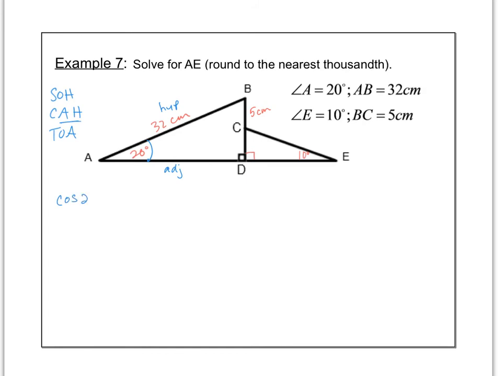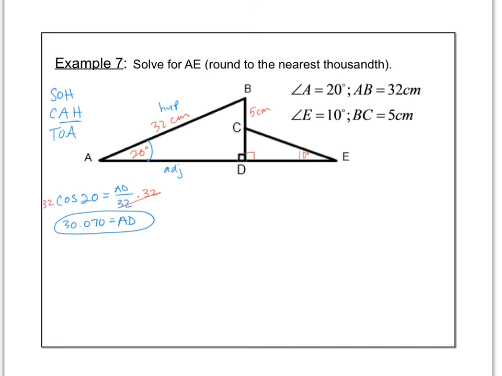So cosine 20 equals adjacent, I'll call it AD, over hypotenuse, which is 32. You could call it x if you want. Now get AD by itself. I'm going to multiply by 32. These cancel out. Grab your calculator, type in 32 cosine 20. And you should get 30.070 is AD. So I'm just going to circle that for now. We'll come back to that.